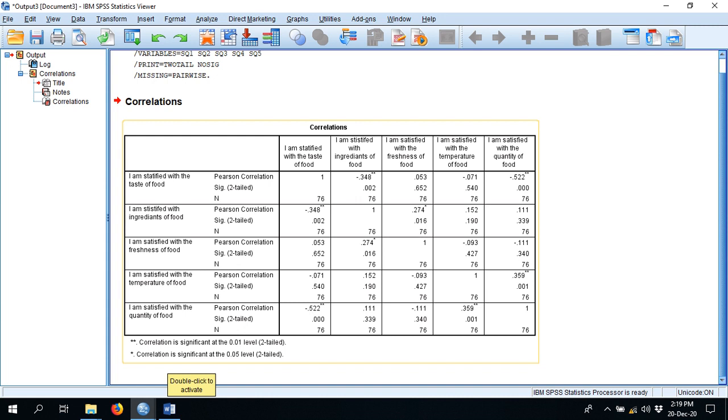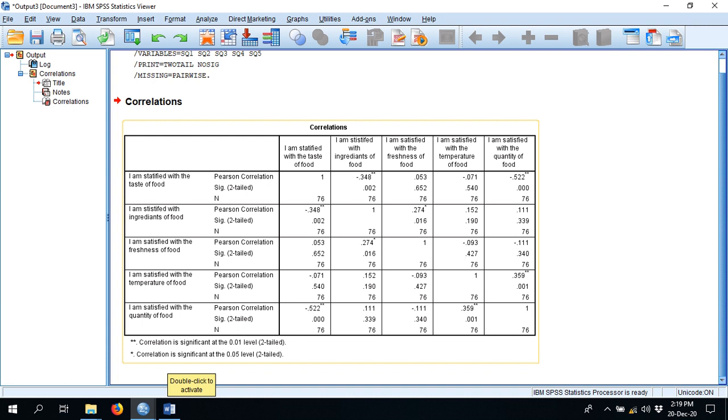This is insignificant association between taste of food and freshness of food. Again, insignificant relationship between taste of food and temperature of food. Again, significant but negative association between taste of food and quantity of food. Then there is a positive association between ingredients and freshness of food.